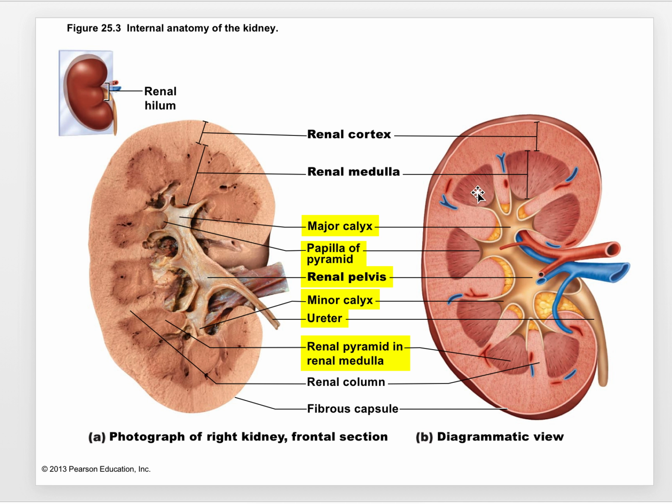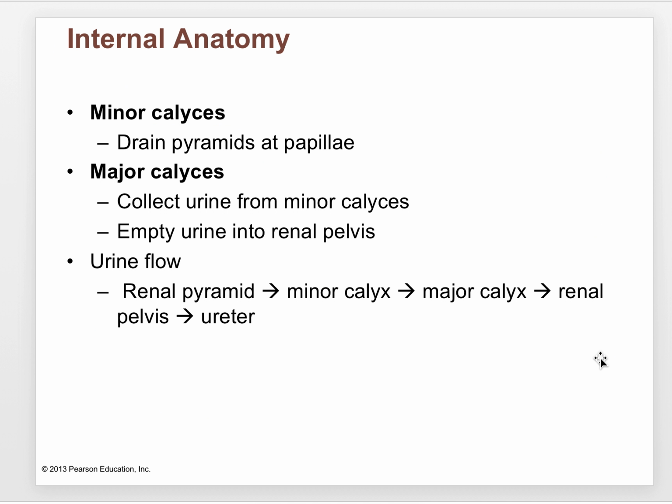These pyramids are full of nephrons, and these nephrons are all aligned together, and their collecting ducts form together and empty into this minor calyx, major calyx, the renal pelvis, and then out the ureter. So that's the flow of urine. The minor calyx drains the pyramids. The major calyx collects urine from the minor calyx and empties the urine into the renal pelvis. So the flow of urine goes from the renal pyramid to the minor calyx, to the major calyx, to the renal pelvis, and then out through the ureter.